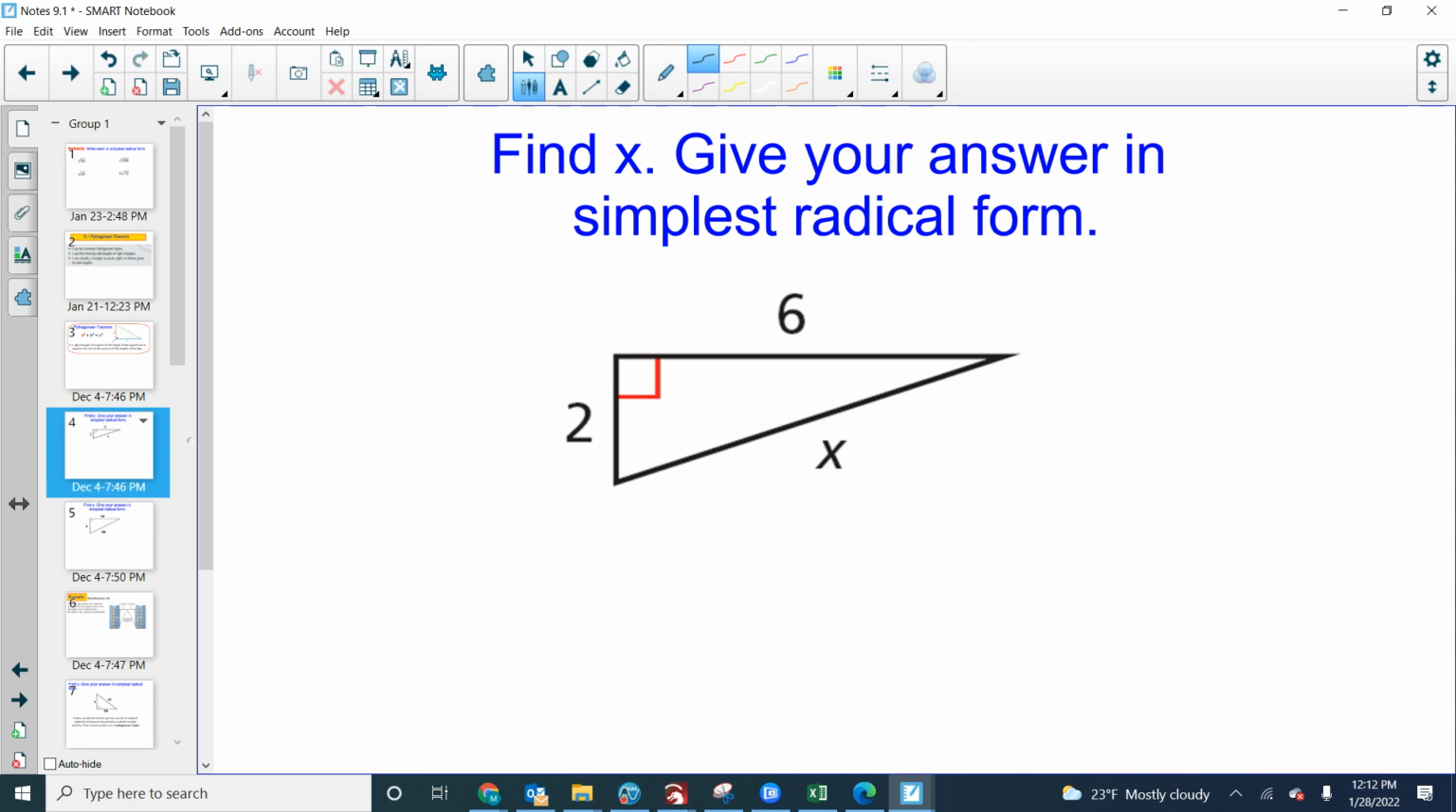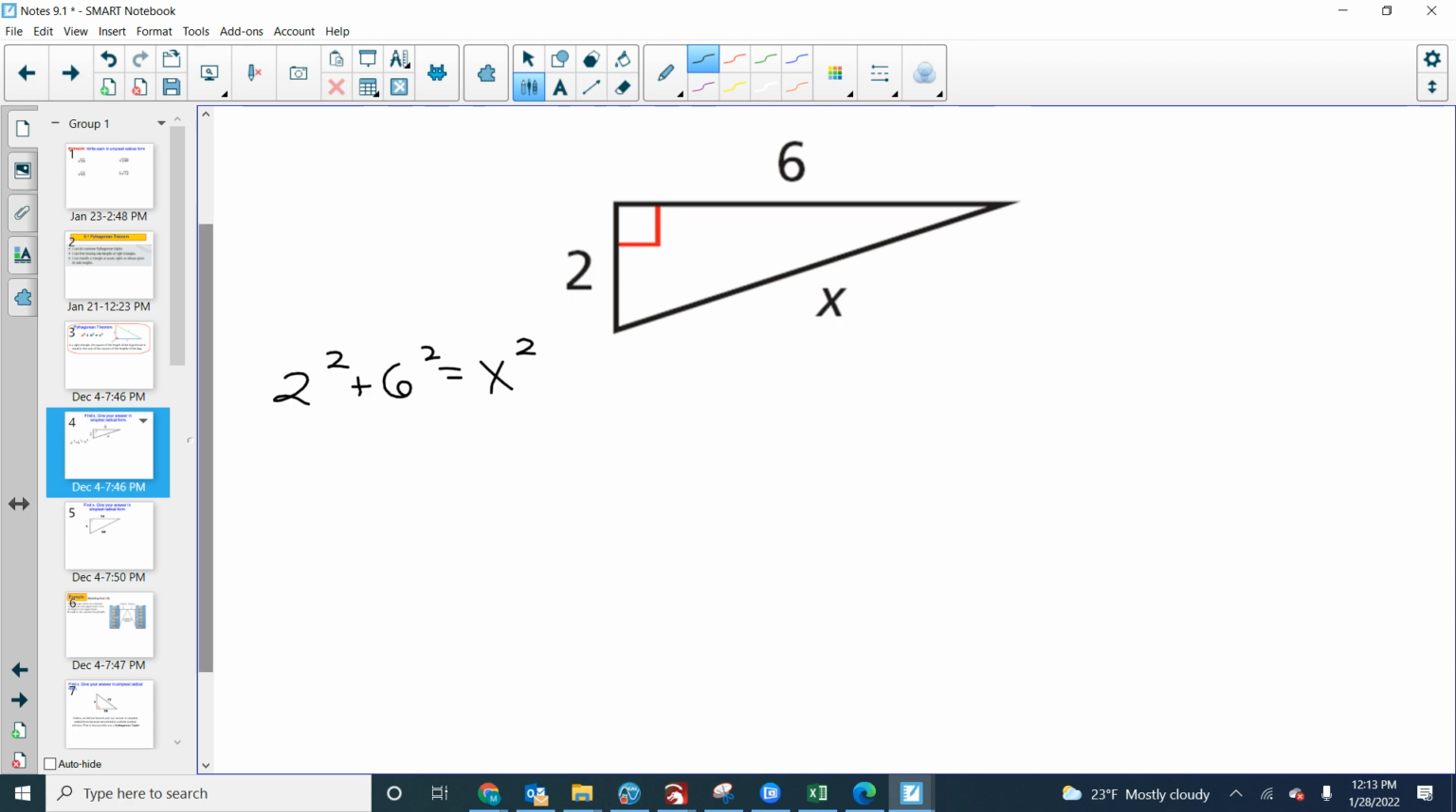All right. 2 squared plus 6 squared equals x squared. Could I have put 6 squared plus 2 squared? Yes, because addition is commutative. Now you're gonna want your calculator out right now. I'm gonna show you some things that apparently, according to second period, will blow your mind.